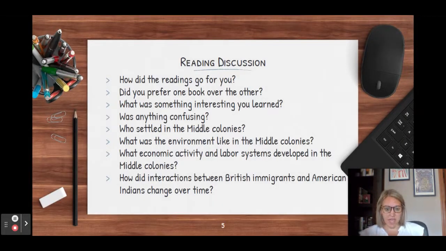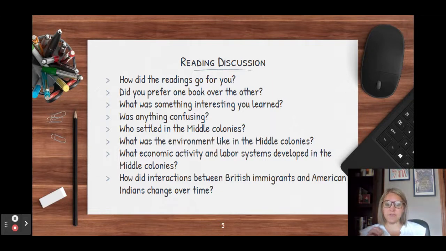So, as always, we have our reading questions. What are you remembering? What information is specific to the middle colonies? Always keeping in mind that comparison. In what ways are they similar to, say, New England? In what ways are they similar to, say, the southern colonies? What are the major differences?